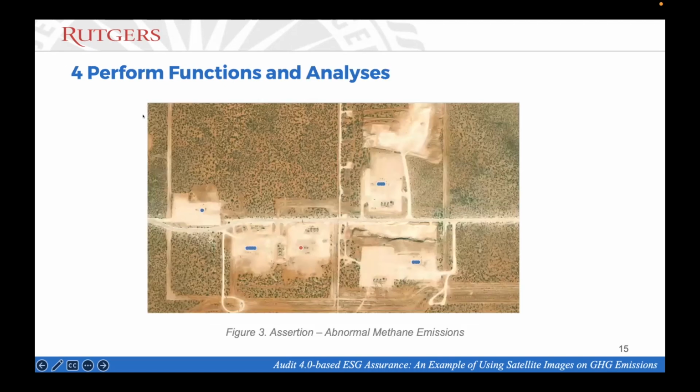The fourth step is to perform functions and analysis. For the 3 assertions, the first one is abnormal methane emissions. You can see there are blue dots and red dots, as we input the data into Tableau. The blue dots mean there are no emissions, but the red dots mean there are emissions. So auditors can directly say there are abnormal methane emissions.